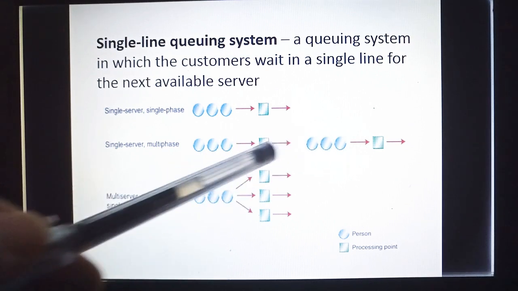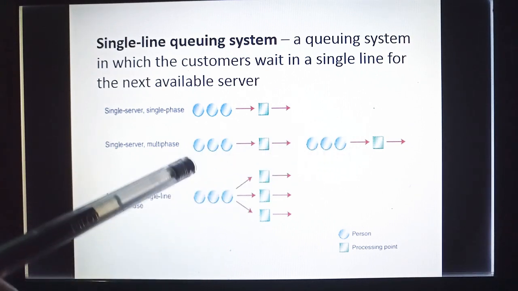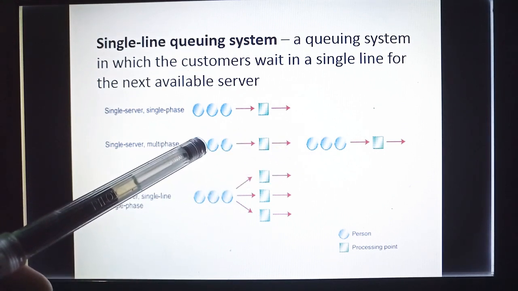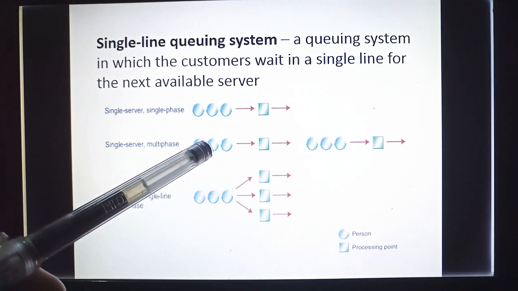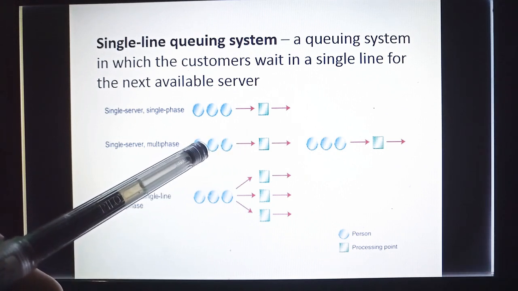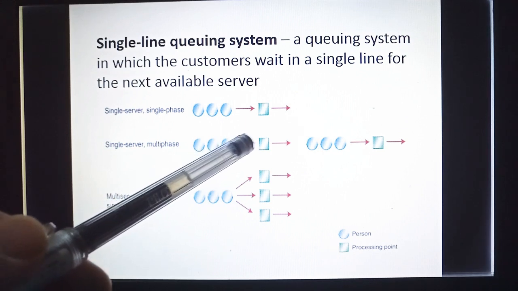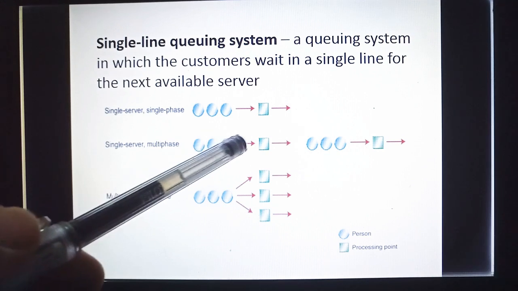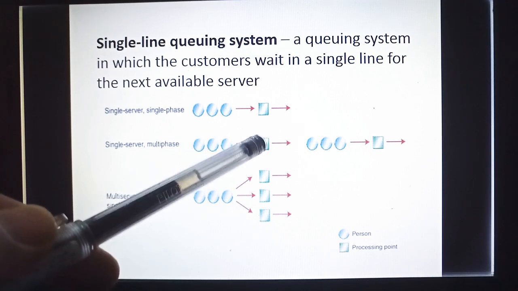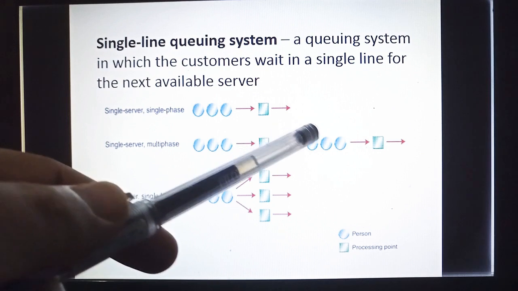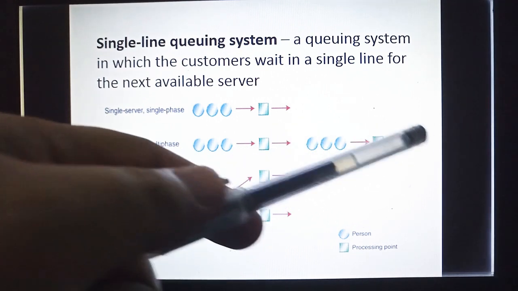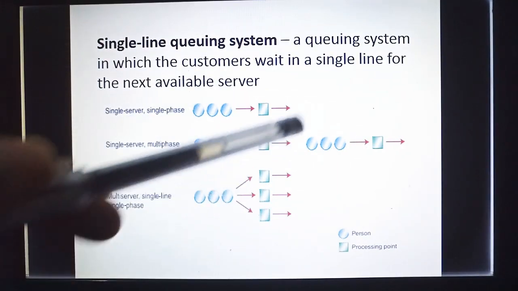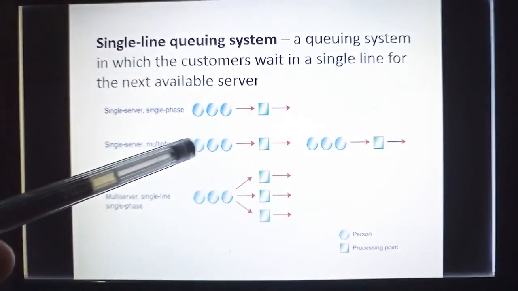Actually, this is a multiple queuing system. This is an example of a multiple queuing system. So we have a waiting line or queuing line. These are persons forming a line, and then we have the processing point, which is the server. After a person passes the server, they will form another line and then another server. This is an example at the LTO when you renew your driver's license.